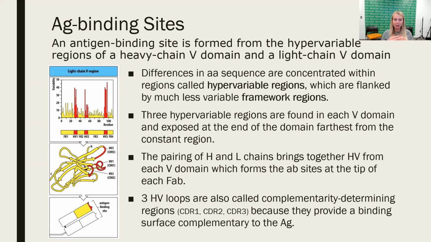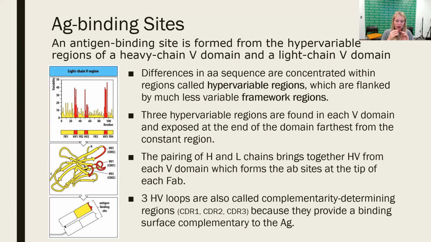Okay, so now the antigen binding sites: that's the variable region where the heavy variable section meets with the light variable section, right? And you have that pocket there. Within that antigen binding site, there's actually an area called the hypervariable region, where there are tiny little amino acid differences within three hypervariable loops. These three hypervariable loops are flanked by a more constant type of region, or framework region. They're found in each variable domain, right at the tippy tip of the antibodies, the farthest you're going to get from the constant regions of both the heavy and the light chains.